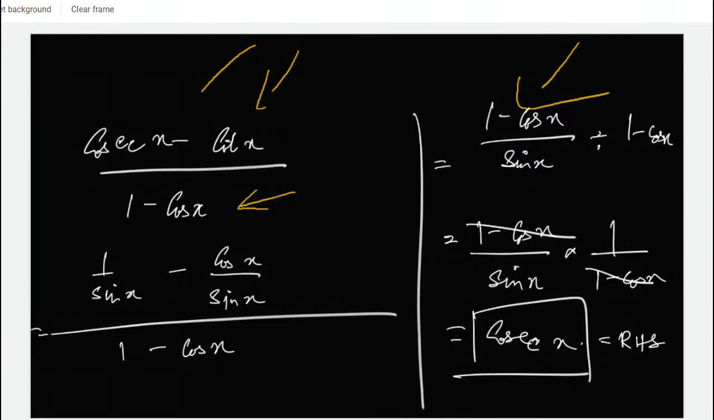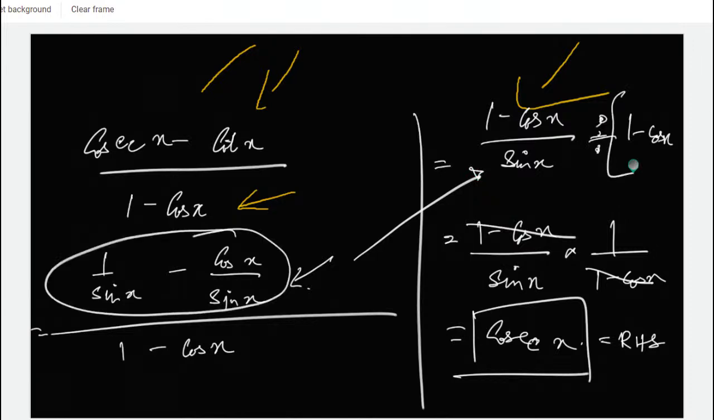This numerator over here, the LCM is sin x, and the numerator is 1 minus cos x. So I convert this division into multiplication, and this one gets flipped into 1 over 1 minus cos x. The 1 minus cos x cancels out and we are left with 1 by sin x.